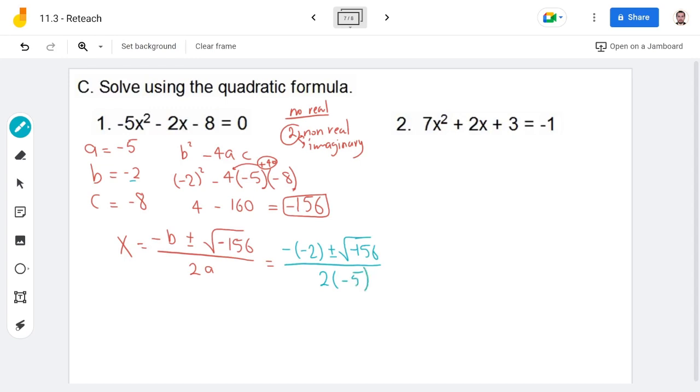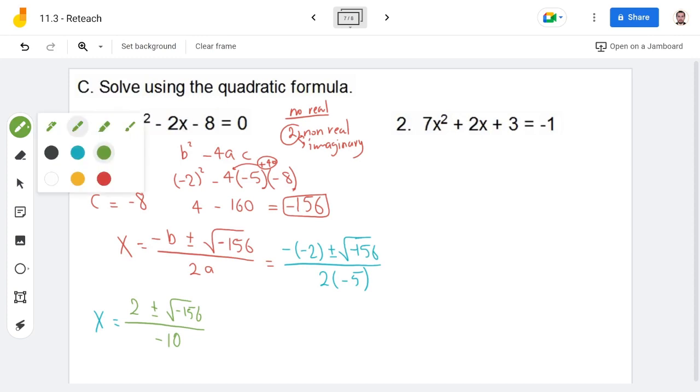So let me simplify it here. So x is equal to, negative with negative 2 is equal to positive 2, positive negative square root of negative 156. I don't have a square root for 156, I think, right? Yes, I don't have. Now, 2 times negative 5 is equal to negative 10, right? Negative 10. Now, how can I rewrite this one?